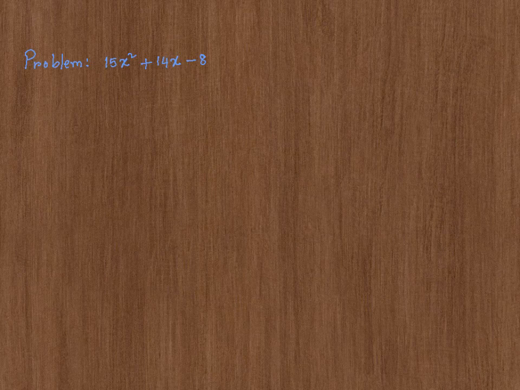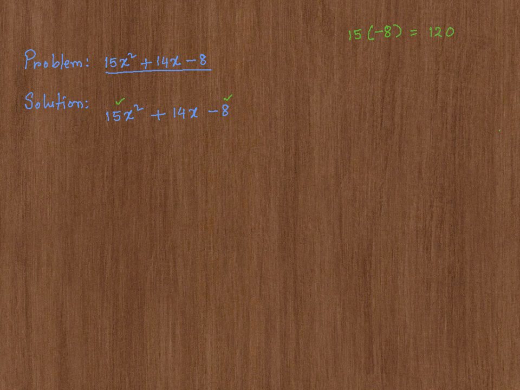In this video, I am going to factor this trinomial 15x squared plus 14x minus 8. Let's look at the coefficient of the square term, which is 15, and the constant term, which is negative 8. If I multiply these two, 8 times 5 is 40, so 0. 8 times 1 is 8, plus 4 is 12, so it's going to be negative 120.